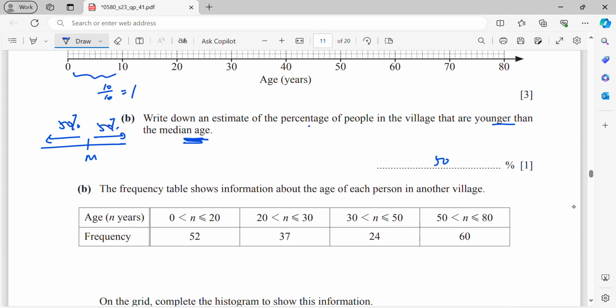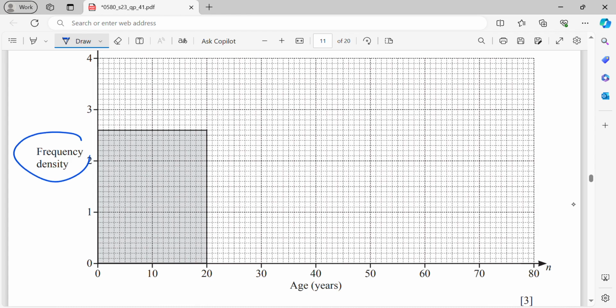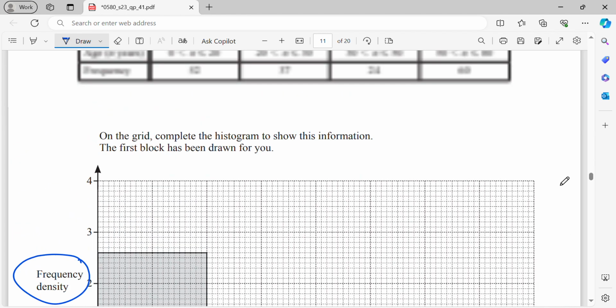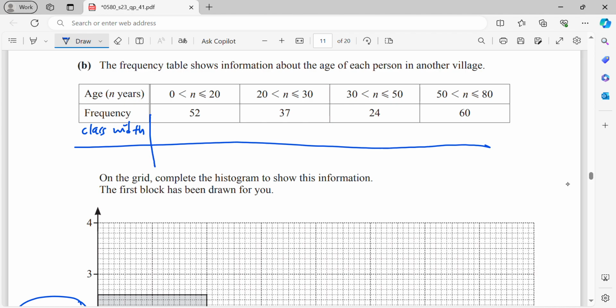Now, part B, the frequency table shows information about the age of each person in another village. So now on the grid, complete the histogram to show this information. The first block has been drawn for you. Okay, now this is frequency density against age. So here means that you have to calculate the frequency density, but before that we have to calculate the class width. Because the frequency density is the frequency divided by class width. Now, class width is basically the width of the class or the size of the interval.